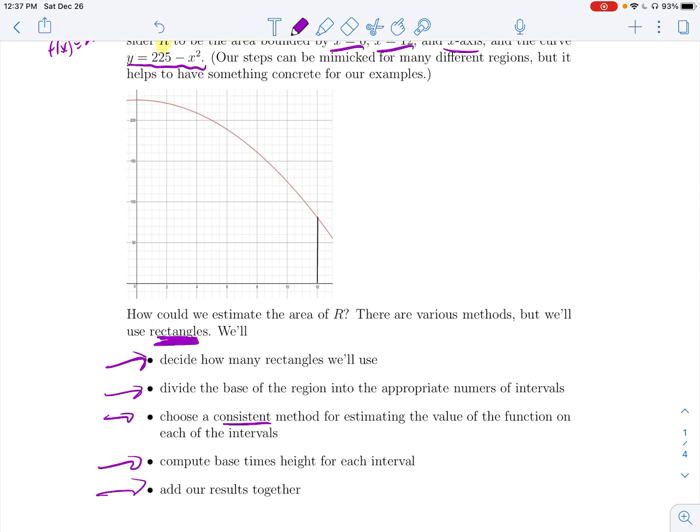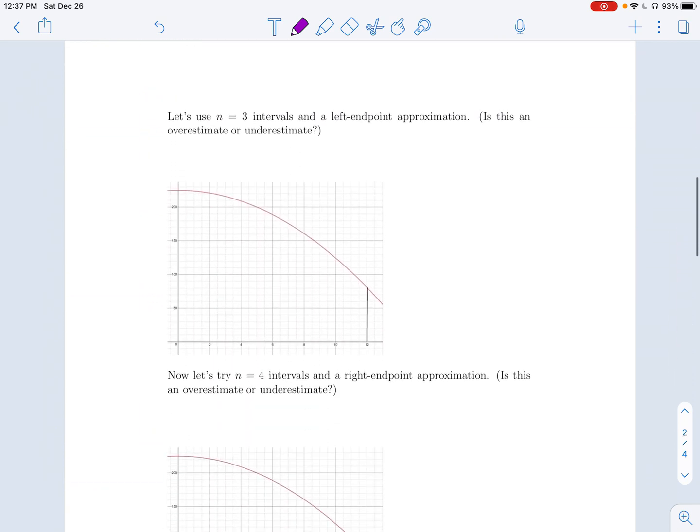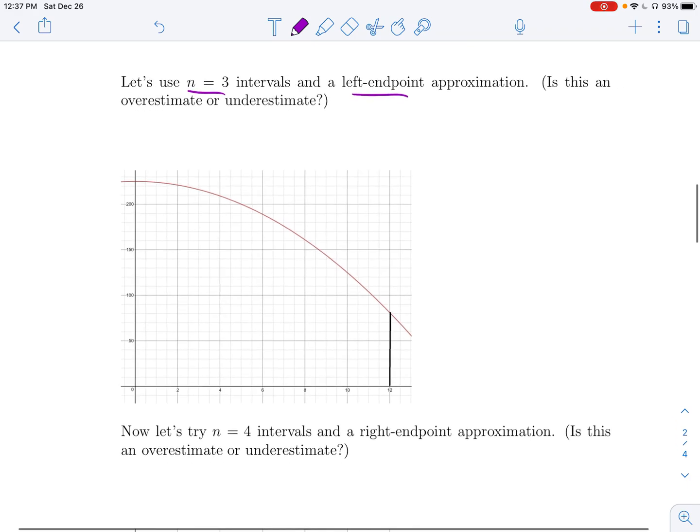So I'm going to do several examples of this so you can start to get a feeling for it. So here's example number 1. We're going to use 3 intervals in what's called a left endpoint approximation. So here's what I'm going to do. And this is one of these things where even if you're taking notes on this, you probably don't need to copy everything that I'm doing. It's better to watch and think, and then in the exercises, you'll do it yourself.